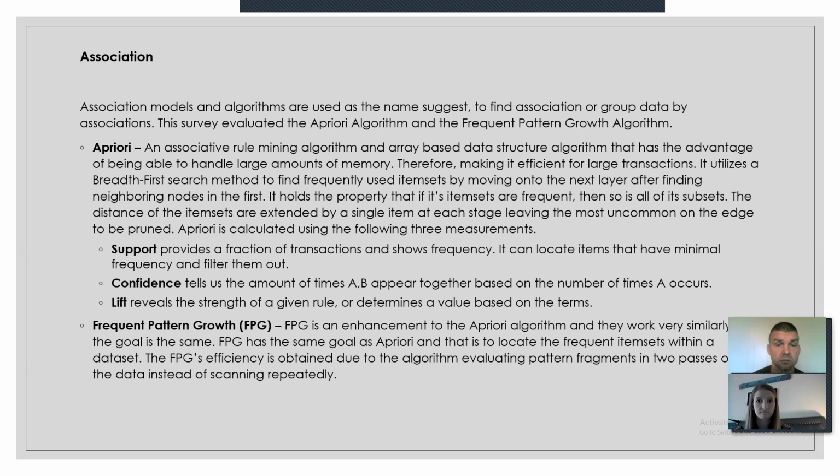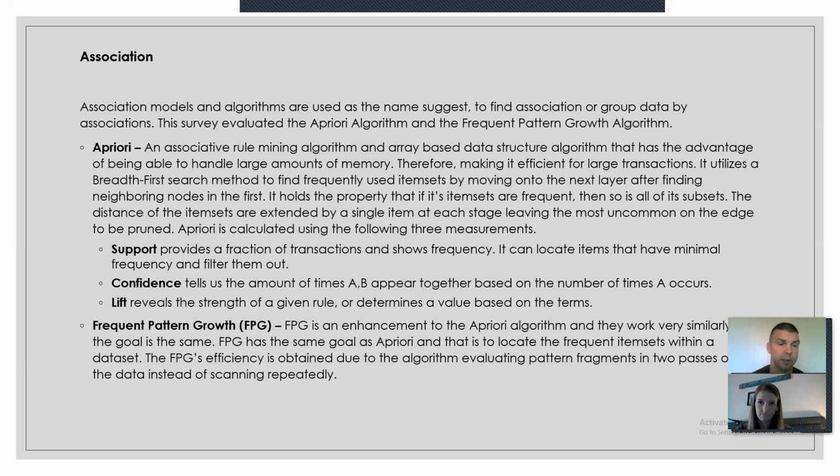Priority is calculated using the following three measurements. You have the support that provides a fraction of transactions and shows frequency. It can locate items that have minimal frequency and filter them out. The confidence tells us the amount of times A or B or whatever the data points appear together based on the number of times A occurs. Lift reveals the strength of a given rule or determines a value based on the terms.